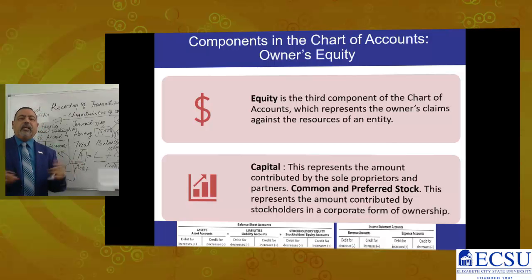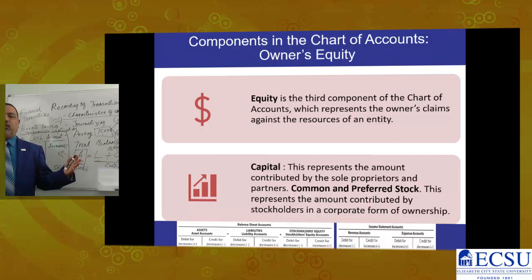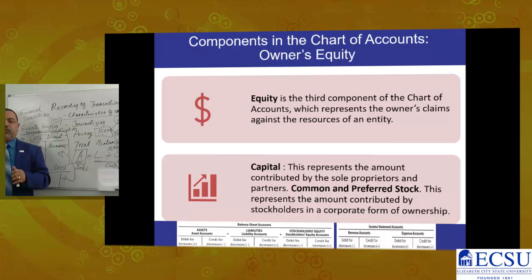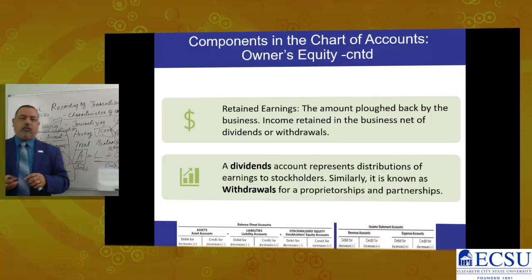So whenever we are accounting for a different form of organization, we have to recognize that we'll be calling it capital if it is a sole proprietor or a partnership. But if it is a corporate form, we'll be calling it common stock. Preferred stock is issued by corporations, but it's not very common. And of course, there is a difference between the two. We will be talking about it when we talk about corporations in detail.